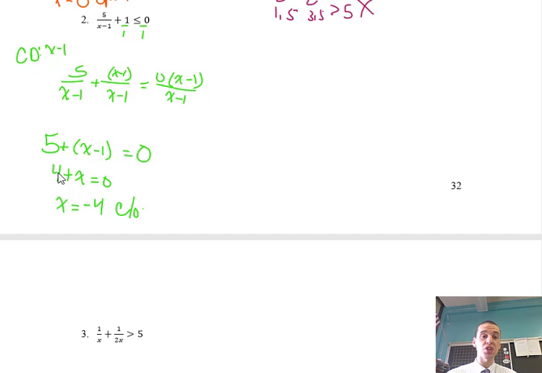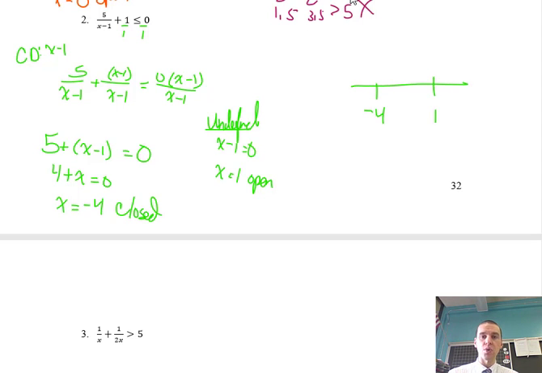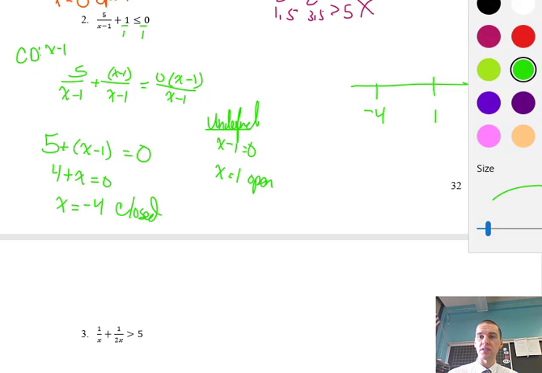This is closed due to the fact that it's less than or equal to. To find where it's undefined, we're going to set x minus 1 equal to 0, and we'll get x equals 1. Remember that that's always open. So now we have negative 4 and 1. We will test. Let's try to test here.